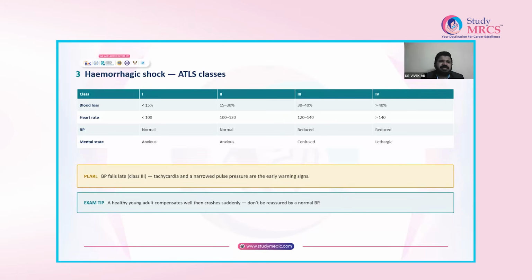And the exam tip is that the healthy young adult will compensate well, then crashes suddenly. So I'd again like to highlight: don't be reassured by a normal blood pressure. The patient might lose up to 30% of blood before developing hypotension. So that is a very important point you have to keep in your mind.